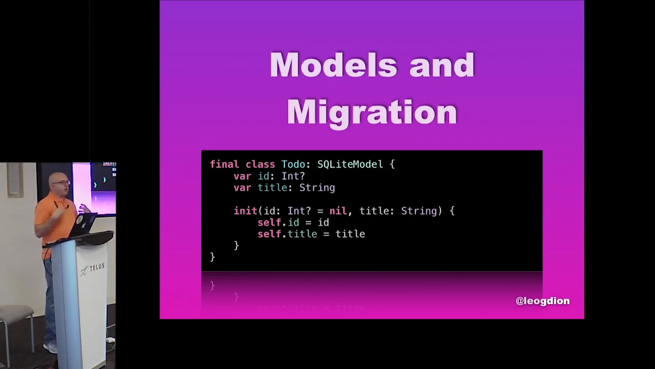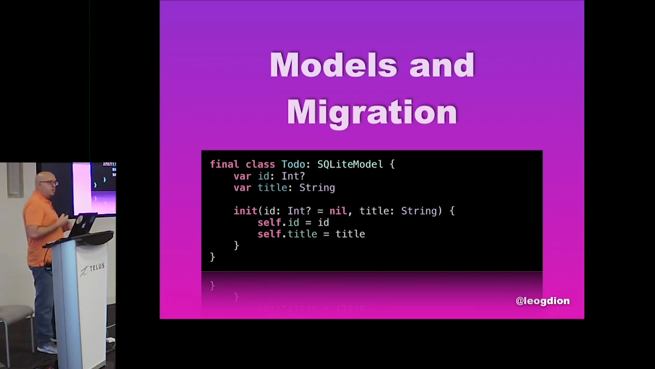So when you first create your to-do item, you're not going to have an ID because it's not been saved yet. That is why ID here is optional. You'll also notice we're deriving off of the SQLite model. If you switch to another database, you just simply have to switch to a different subclass. But it gives us a lot of the code that we're going to need.